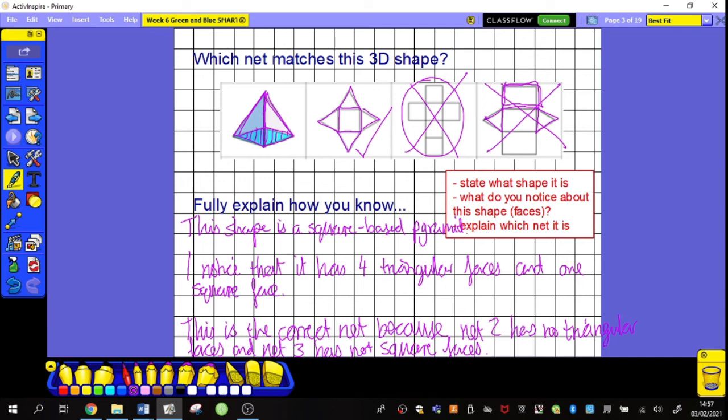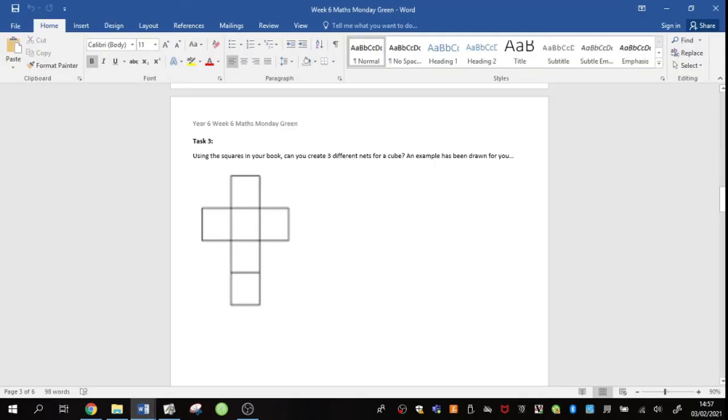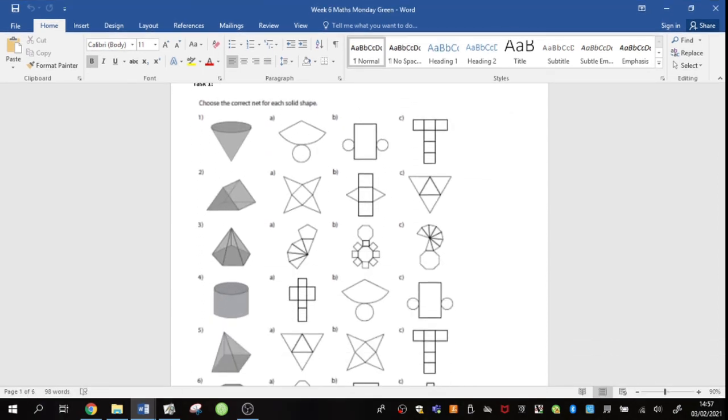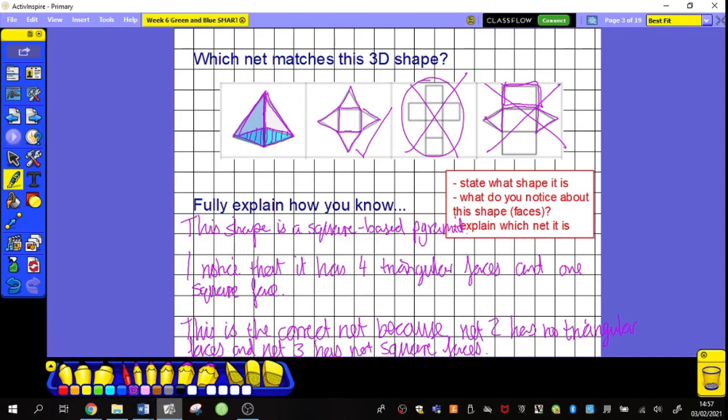So your task now, both groups have the shape in grey, and then 3 options of which net it can be. You're going to follow the exact same thought process that I went through in red on this screen. So state what the shape is, what you notice about your shape, write that first, then look at your nets, determine which one it is and explain why it is that one. And again, it might be easier to explain why it's not the other one.